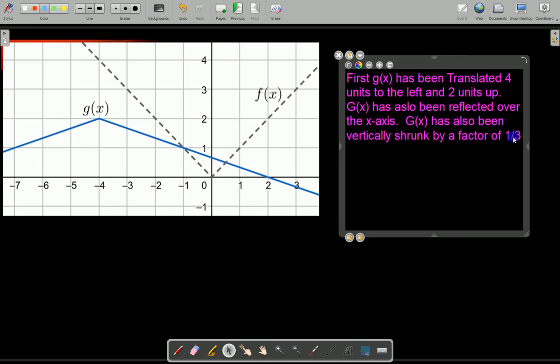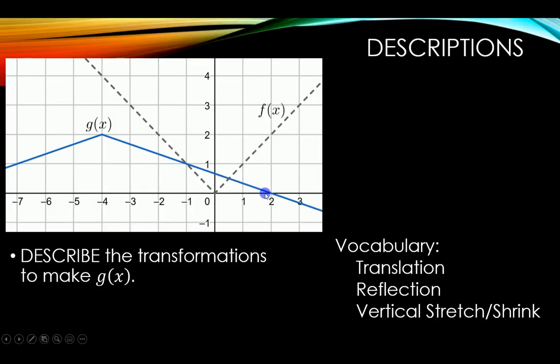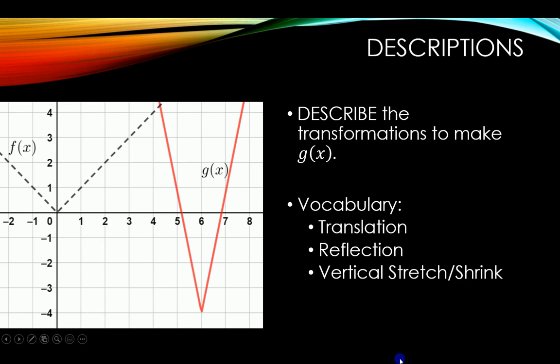But that's the type of sentences that you want to be able to write. So first I said it was translated 4 to the left and up 2. It has been reflected over the x-axis, and it has been vertically shrunk, pancaked, if you will, by a factor of, and then your slope. So this slope is 1 over 3. So next, I'll give you one to try here. See if you can describe g of x using the vocabulary words translation, reflection, and vertical stretch or shrink.